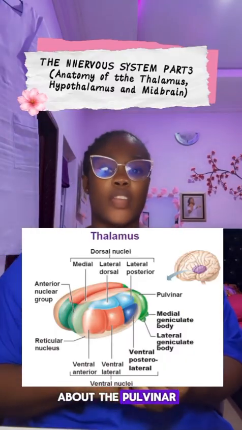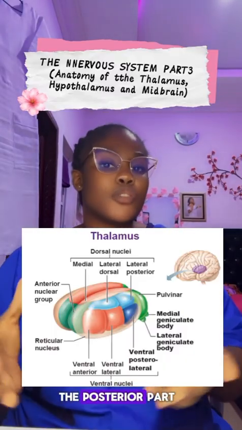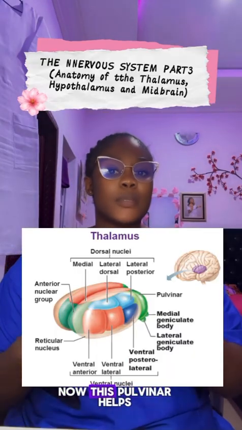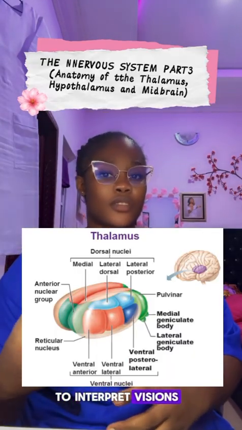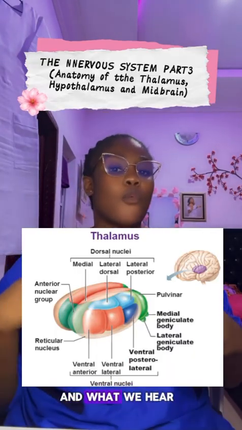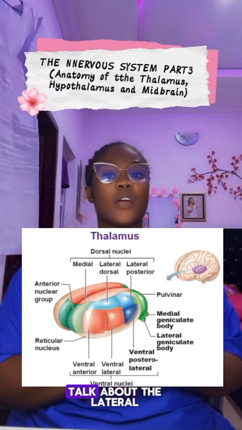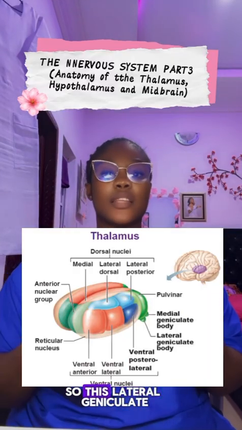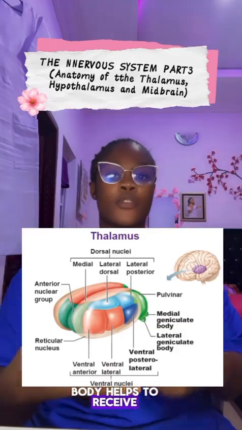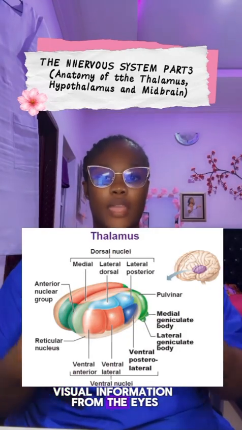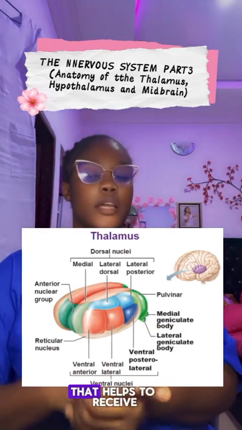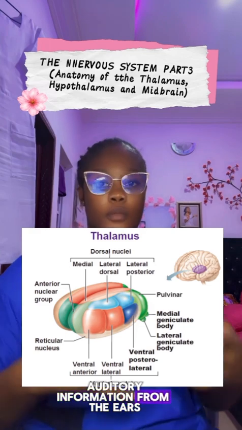Moving forward, we talk about the pulvinar. So the pulvinar is otherwise known as the posterior part or the posterior nuclei. Now this pulvinar helps to interpret vision and hearing, what we see and what we hear. Now moving forward, we talk about the lateral geniculate body. So this lateral geniculate body helps to receive visual information from the eyes. So we have the medial geniculate body that helps to receive auditory information from the ears.